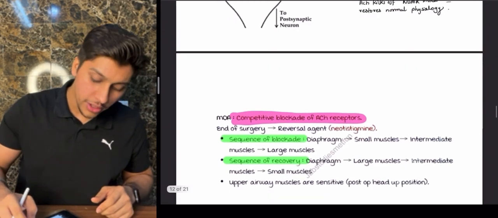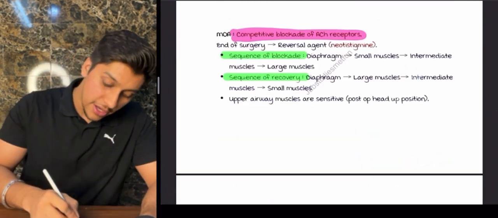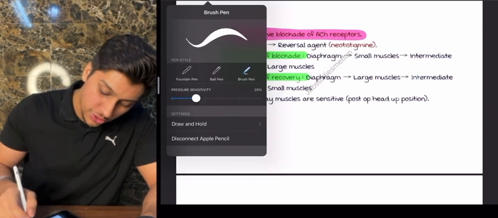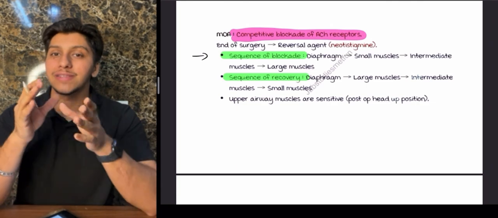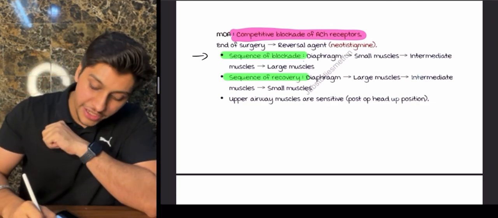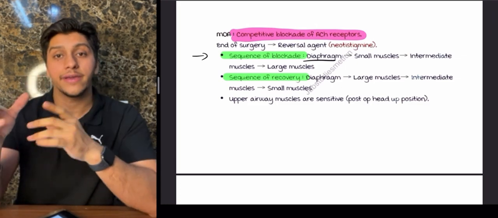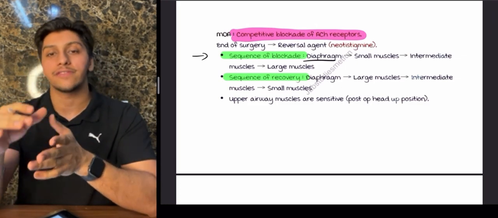Next, we'll talk about the details with respect to non-depolarizing agents. Remember guys, it is going to be a competitive blockade as we told. What is the sequence of block? Usually what happens is small muscles get blocked first and then the large muscles. The exception over here is going to be the diaphragm, because there is a huge blood supply. That is why the diaphragm gets blocked first, and then the small muscles, and then the large muscles.